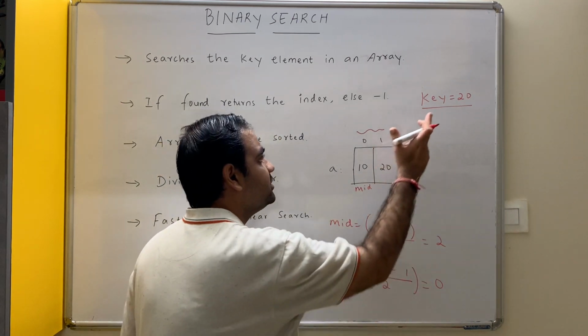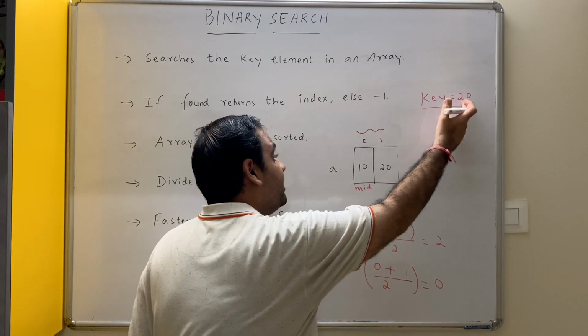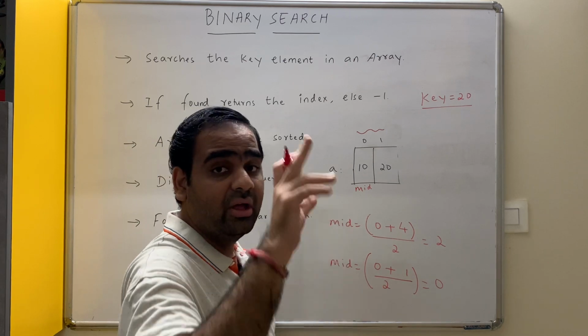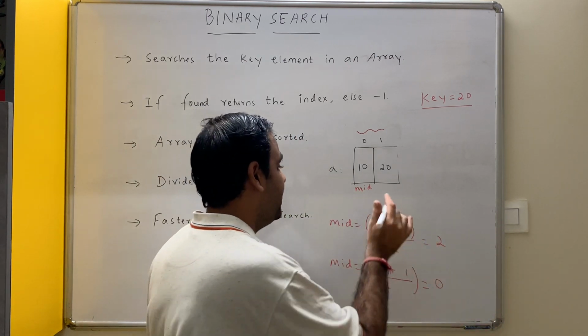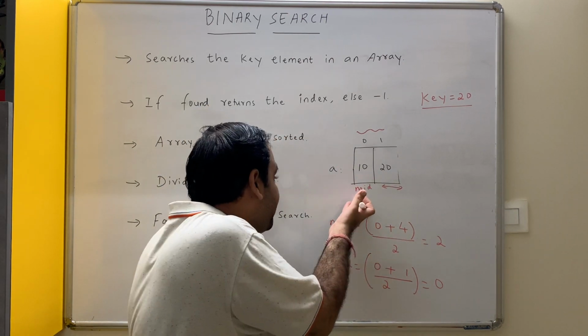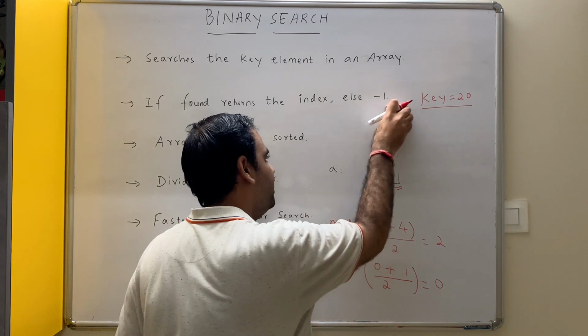Now again you search, is 20 equal to 10? No. Is 20 greater than 10? Yes, 20 is greater than 10. That means if 20 has to be present in an array, it should be present on the RHS of 10. It cannot be present on the LHS of 10. Again we discard this array.